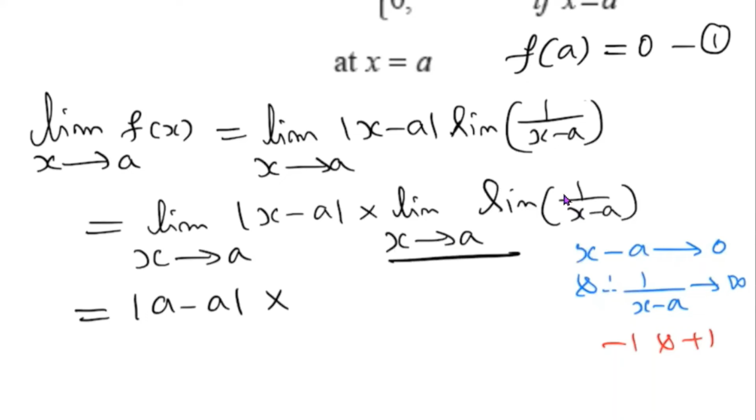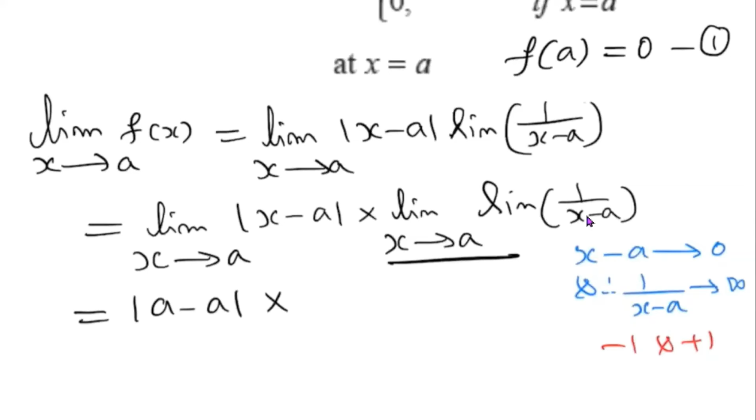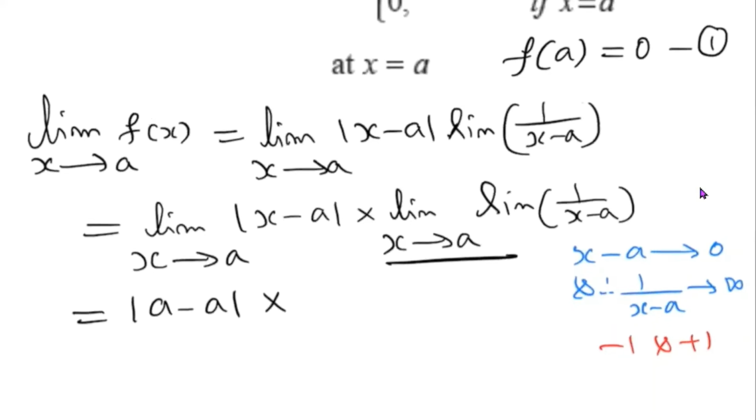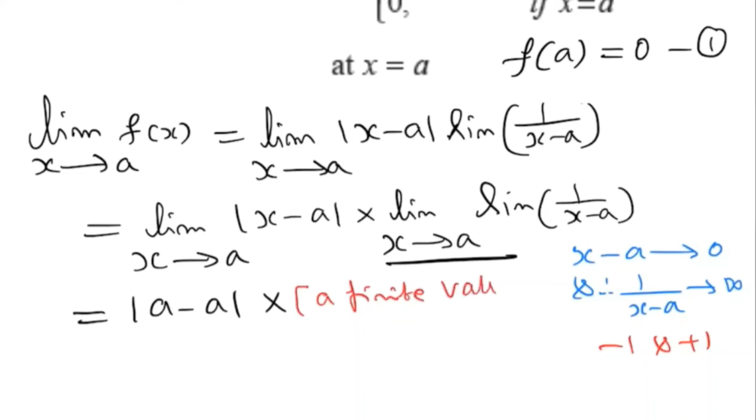But as this becomes larger and larger, however large or however small the value of the angle, the sine of an angle always lies between -1 and +1. So the value of this oscillates between -1 and +1 as x tends to a. That is, a finite value oscillates between -1 and +1. That will be multiplied by 0.